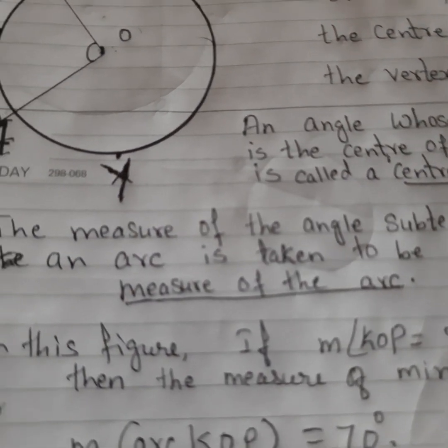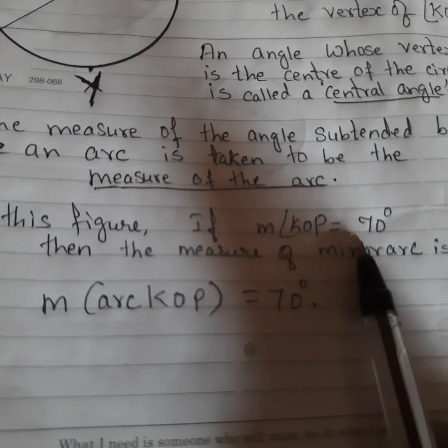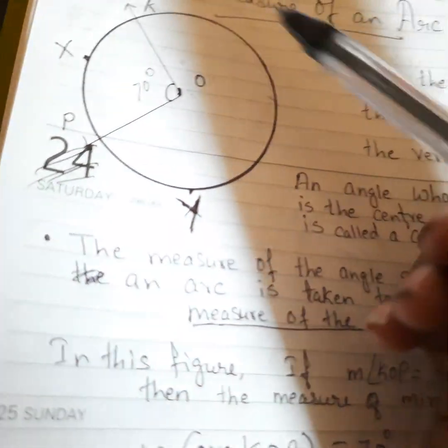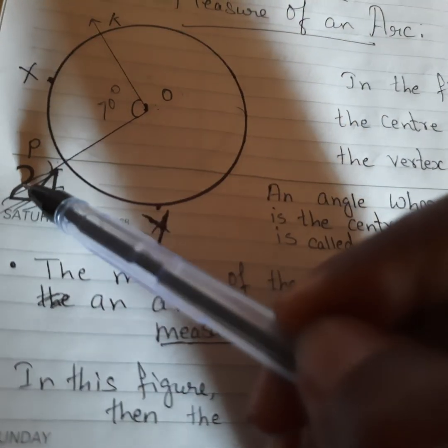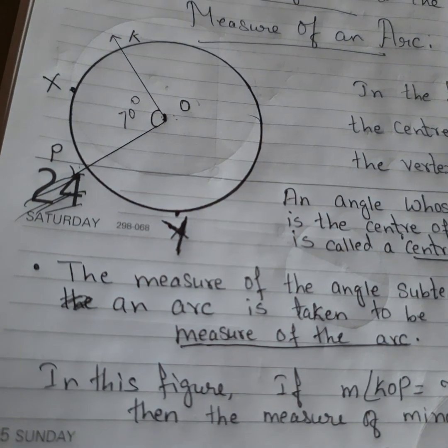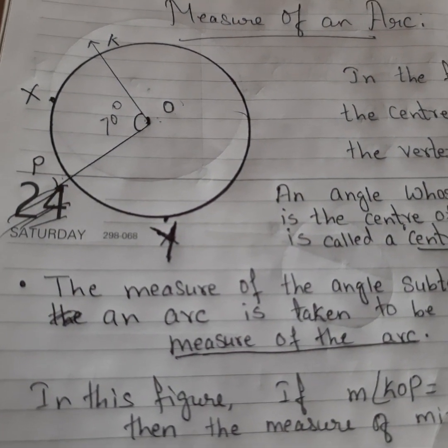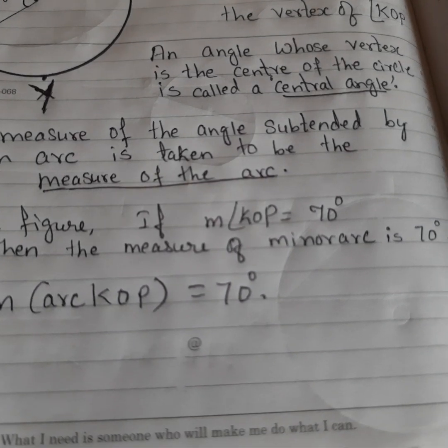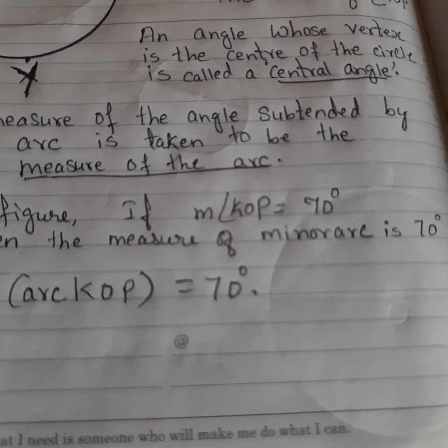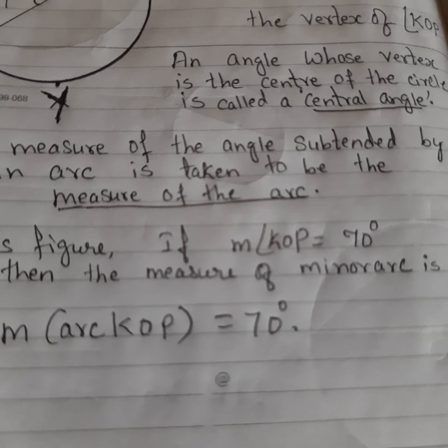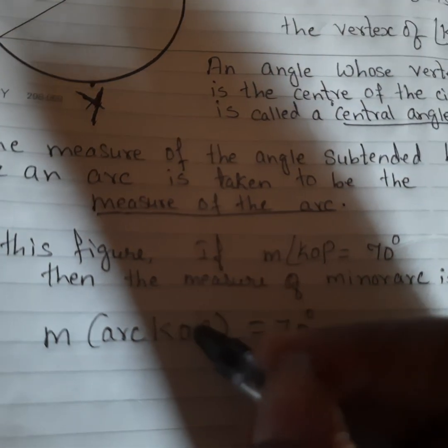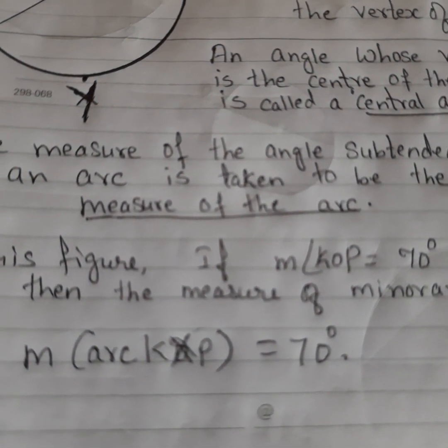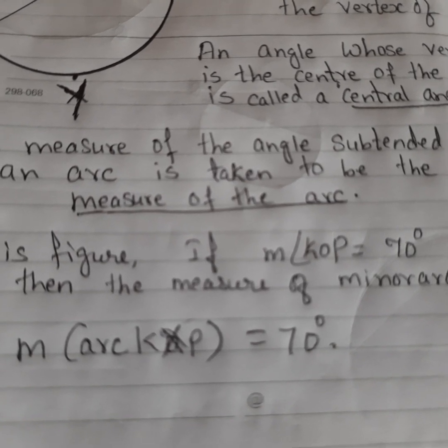Here I have written down. So in this figure, measure of angle KOP is equal to 70 degree. So here, if you want, I will write down 70 degree. So if angle KOP is 70 degree, what will be arc KXP? That's right. Arc KXP also will be 70 degree. Here I have written down angle KOP is equal to 70 degree. Then the measure of the minor arc, that is measure of arc KXP, is equal to 70 degree. Hope it's clear, children.